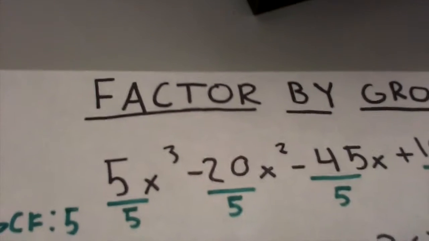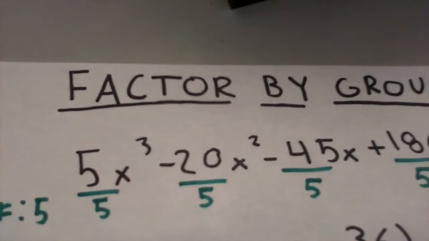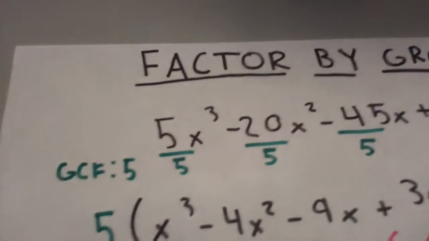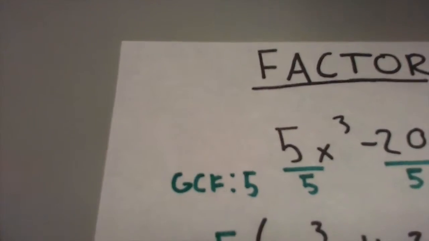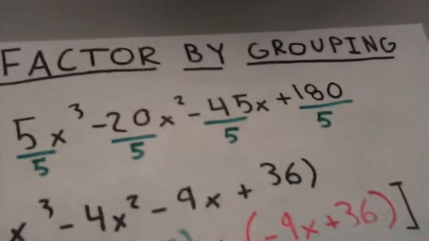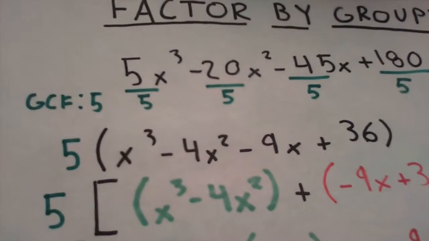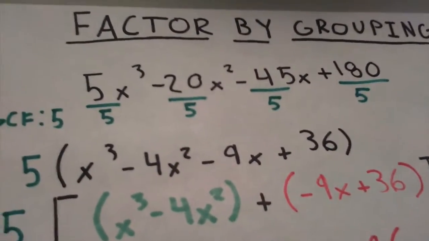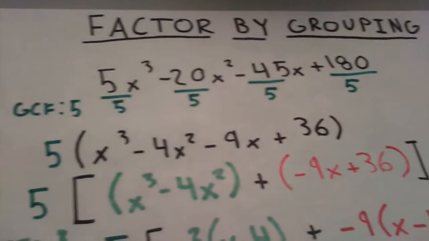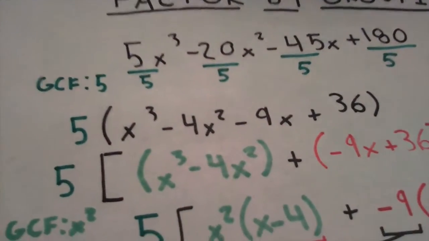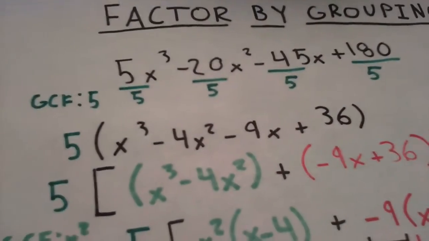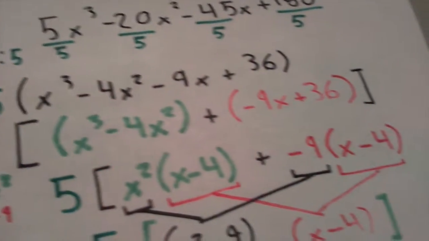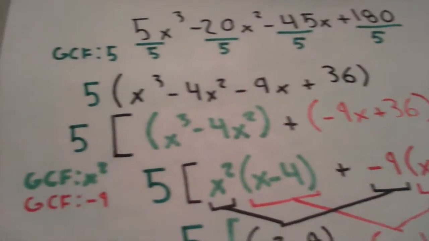We start off with the equation 5x^3 minus 20x^2 minus 45x plus 180. The first thing we do is find the greatest common factor, which is 5, and we divide that out of each term. Once we do that, we get 5 times, in parentheses, x^3 minus 4x^2 minus 9x plus 36. After that, you have to separate the equation into two groups: x^3 minus 4x^2, plus negative 9x plus 36.